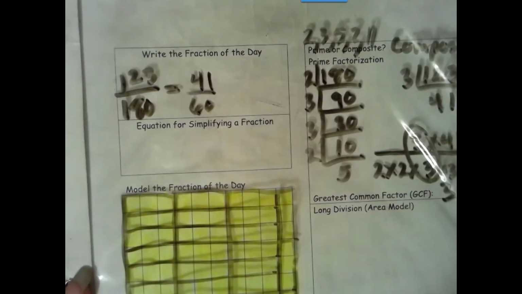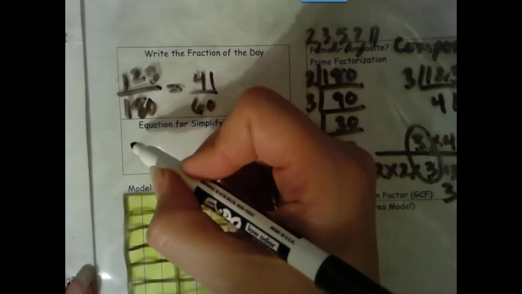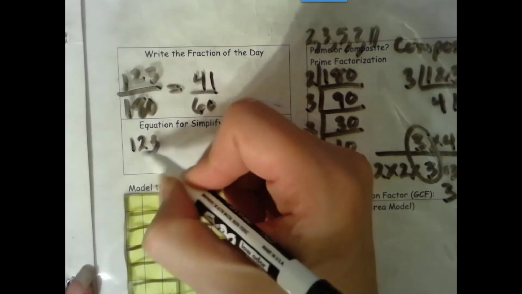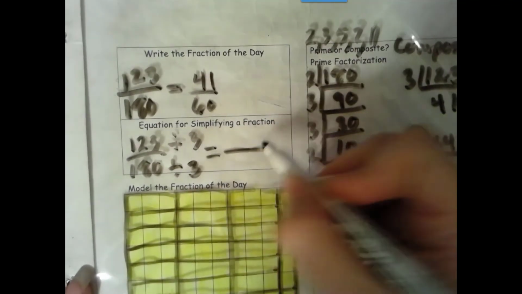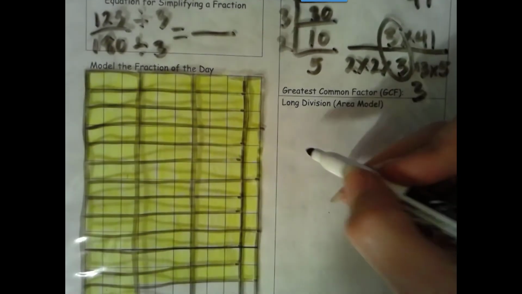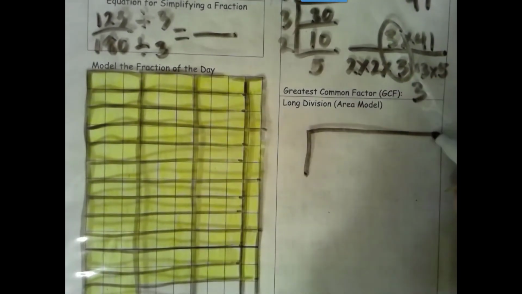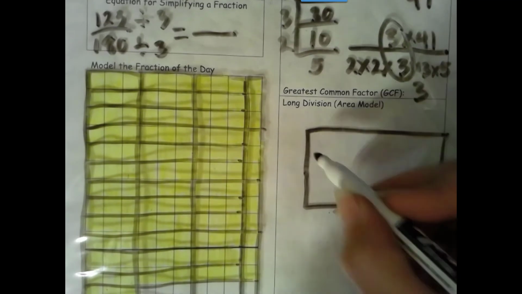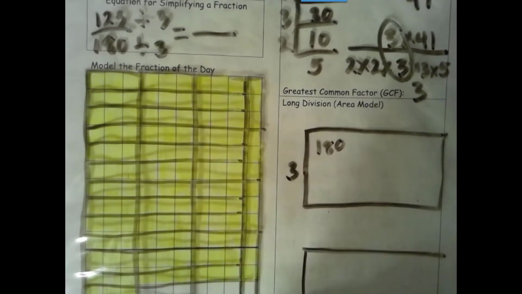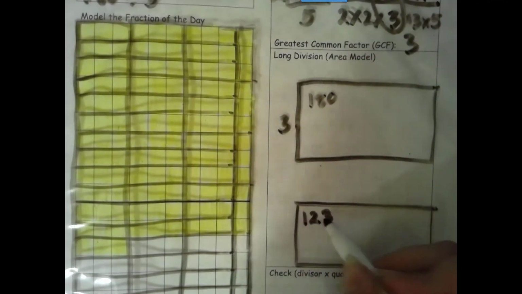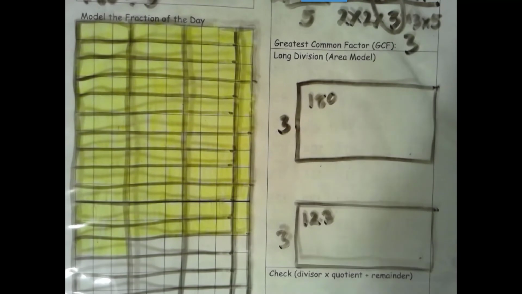All right, now that I've done my division with my model, I'm going to go ahead and prove it with my algorithm, dividing each one by my greatest common factor. So 180 units in here. This side is 3. I need to find the other side of that area, of that rectangle. So this is 123 and this side is 3.